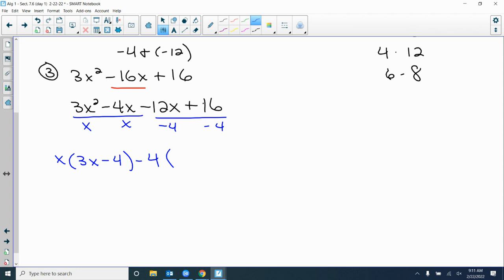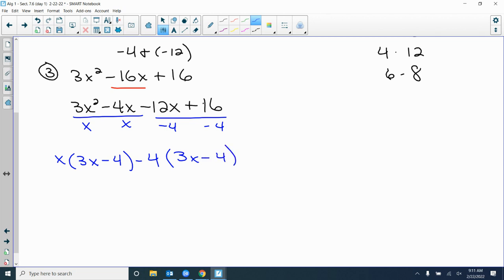What's negative 12x, Damien, divided by negative 4? Hold on. Negative divided by negative is always positive. So this should be a 3x. What's 16 divided by negative 4? Negative 4.